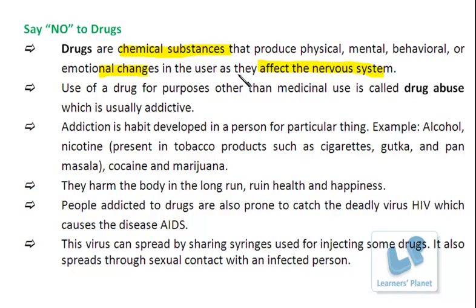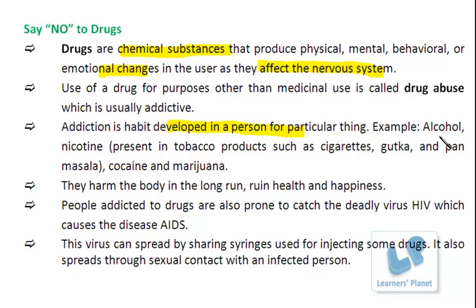Initially, people just use them as a part of their curiosity, and gradually they will observe that it has become an addiction. So this addiction is a habit which is developed in a person for a particular thing, and is really very dangerous, because in such a condition, if we don't get these drugs, then of course we are facing very serious problems, right? So it is suggested that never go for such types of habits.